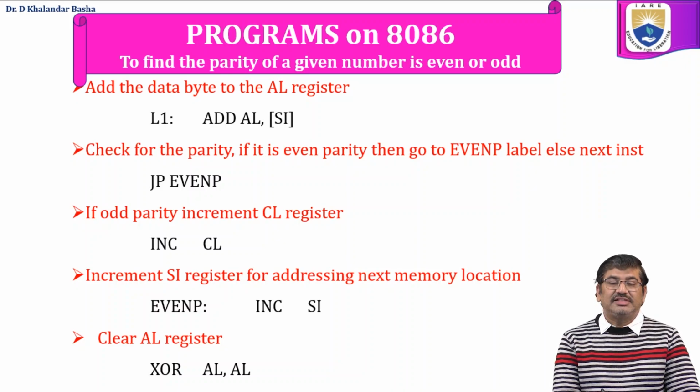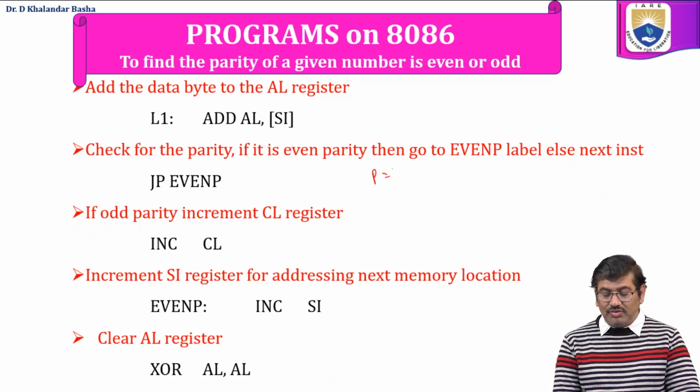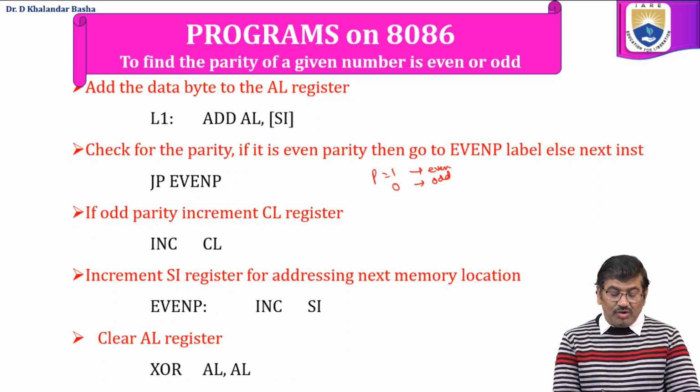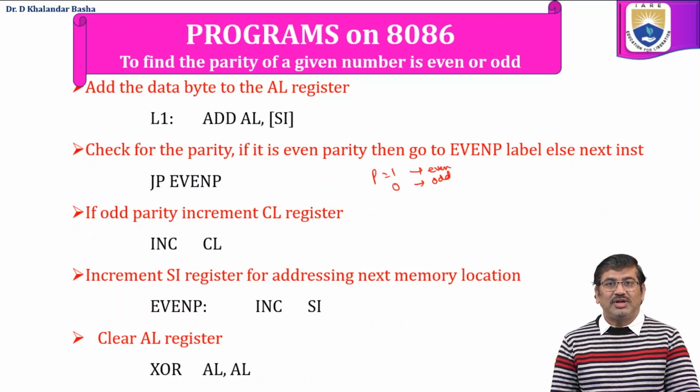Once this content is added, we will check whether it is even parity or odd parity by using the JP instruction, jump if parity to the even parity label. Jump if parity equal to 1 indicates it is an even parity. So when it goes to even parity, we are going for the next memory location. For even parity, we are just skipping the incrementing of the CL register, as we have seen in the example.